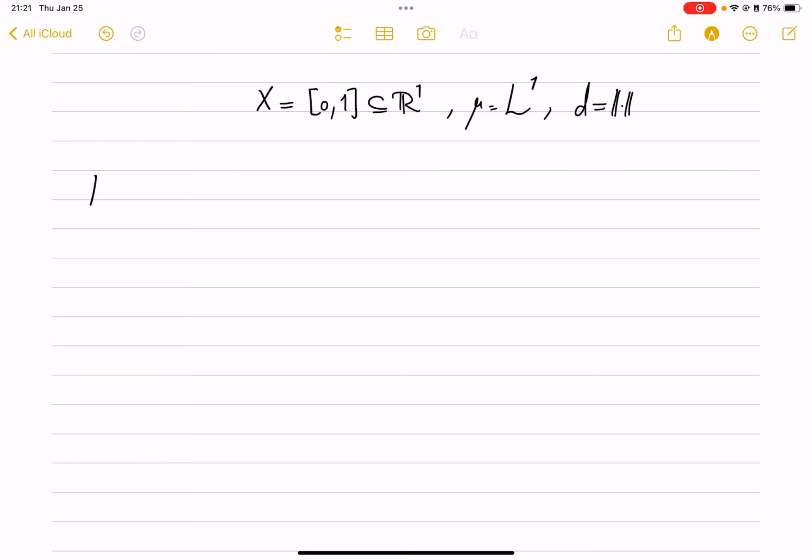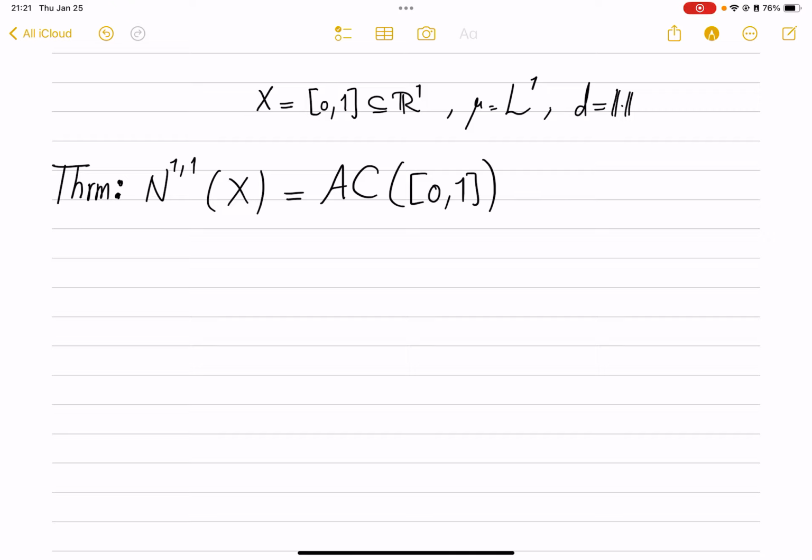The first one we want to look at is N^{1,1}. So let's take p equal 1. So we're looking at N^{1,1} on this X. I will not specify with notation the measure and the metric from now on. And the claim, the theorem, if we shall call it, that I want to prove is that N^{1,1}(X) is nothing other than the absolutely continuous functions on the interval [0,1].